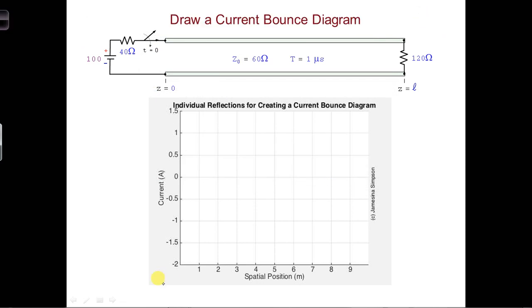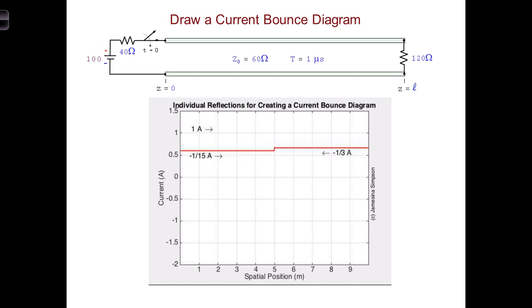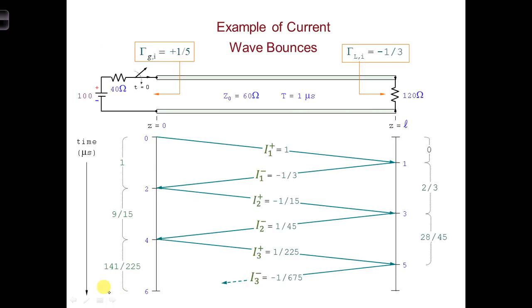Before we look at the answer, let's look at a video. You can check the numbers on your bounce diagram against the numbers in this video for the current waves traveling down the transmission line. Here is the answer for the current bounce diagram.